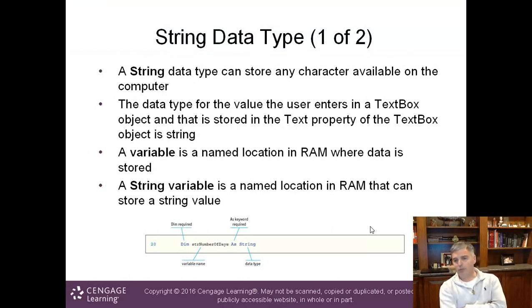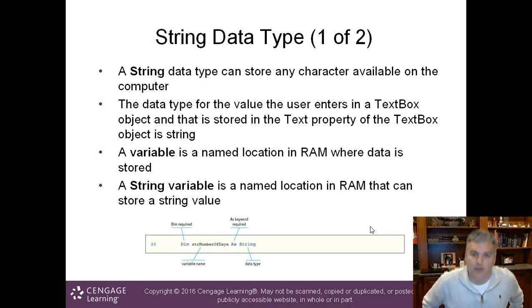So a string data type can store any character or variable in the computer. Anything you enter in the computer can be stored in a string data type. It's the most open, the most available data type that we can use. It also uses the most memory, so you want to avoid it if at all possible. You want to always store your data in the proper data type. You could store everything in string data type, but that's going to use a lot of memory, and if you need to do math, it's not going to work for you. The data type for the value the user enters in a text box object, stored in the text property, is always going to be string. I mentioned that in the last slide.